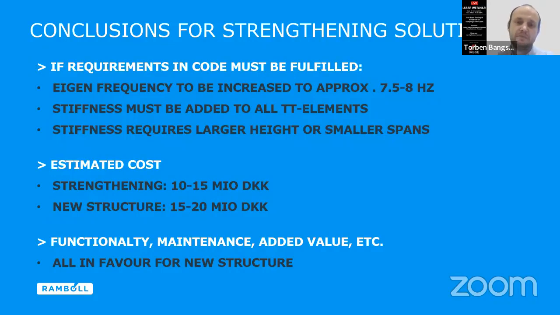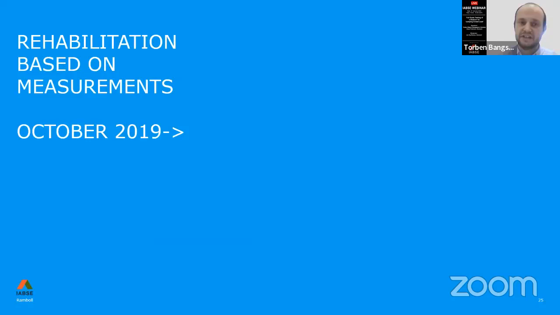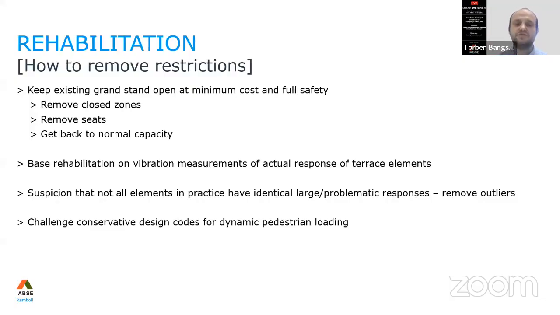So at the same time, we started to look into rehabilitation and strengthening based on measurements. What could we do to the grandstands and to the terrace elements so that we didn't have to strengthen every single element and increase the natural frequency to 8 hertz in order to reduce the potential vibration for every element? But what could we do based on the fact that we actually had the structure available? We were able to measure on the structure, monitor the structure response, and actually understand the nature of that, and by that find a guided strengthening solution that remediated the problem and removed the issue that was particular for this case, without fulfilling every part of the dynamic pedestrian loading from the design code.